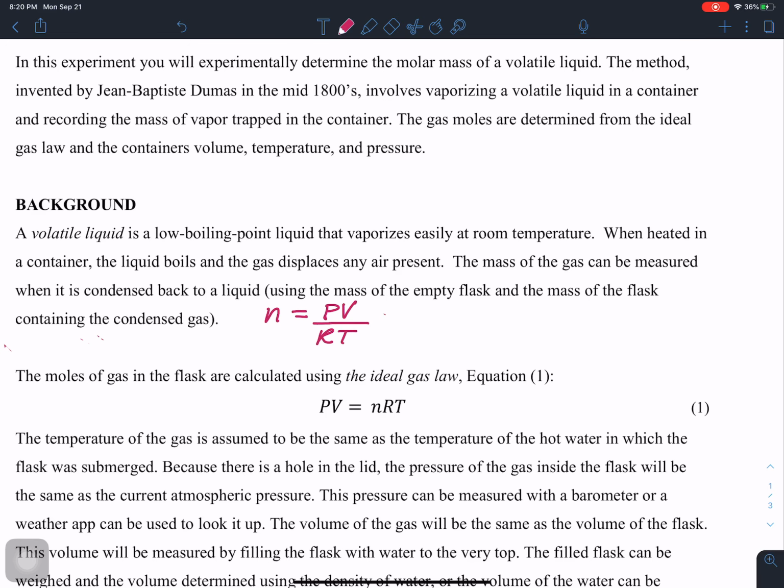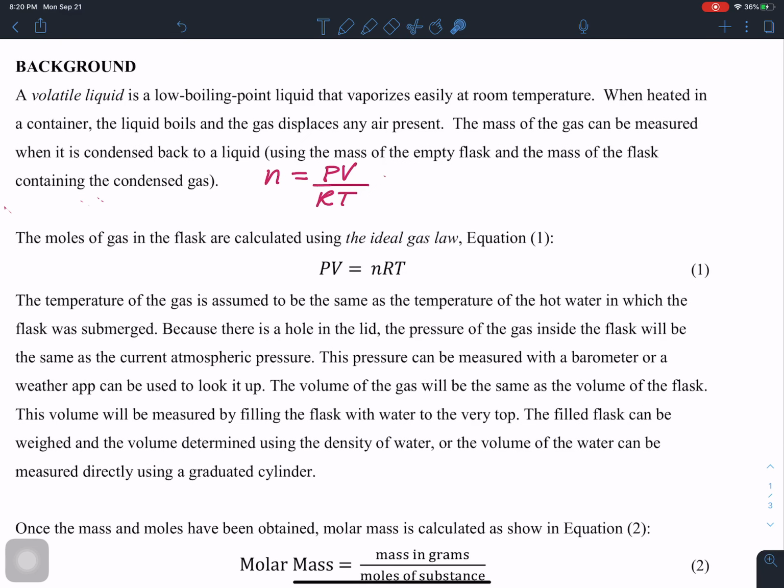Now, how are we going to measure these different quantities? Well, the temperature of the gas is going to be assumed to be the same as the temperature of the hot water in which the flask is submerged. So we'll measure the temperature of the water with a thermometer. There is a hole in the lid of this flask, and because of that, we know that the pressure of gas inside the flask will be the same as current atmospheric pressure. That pressure can be measured with a barometer, or we can use a weather app and look it up. So that's how we'll do that. The volume of the gas will be the same as the volume of the flask.